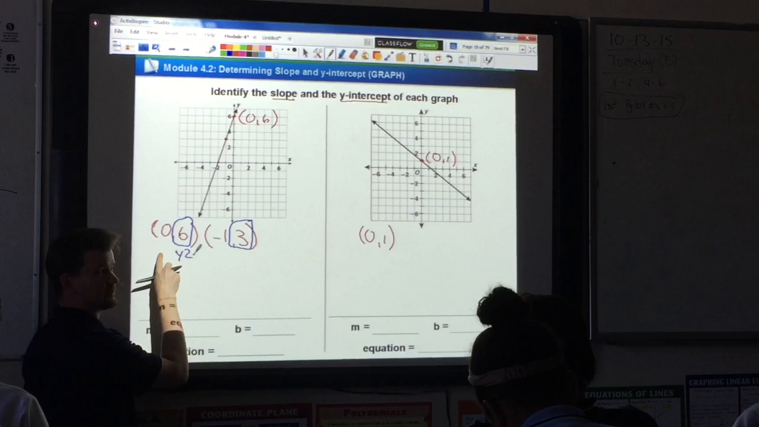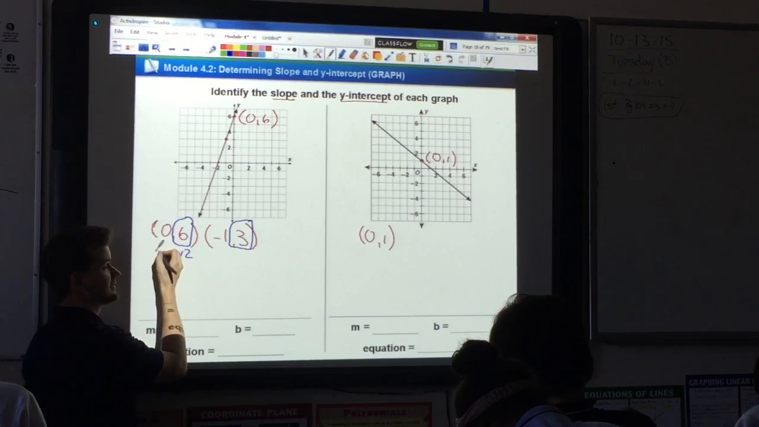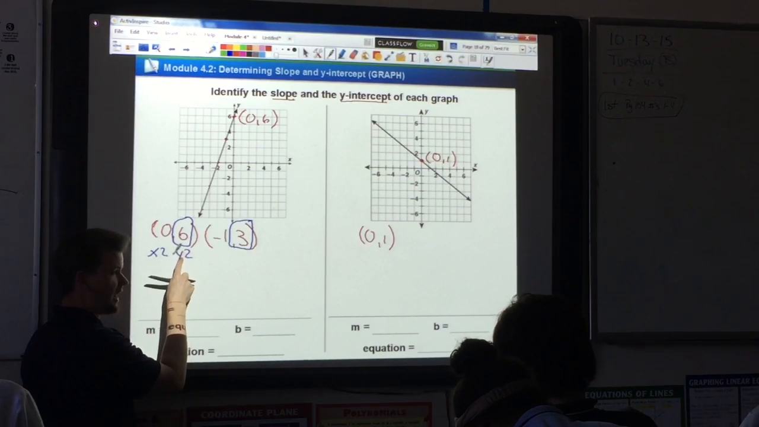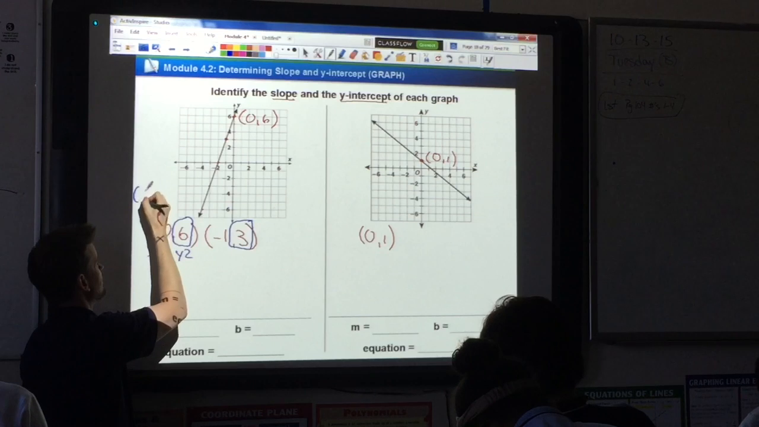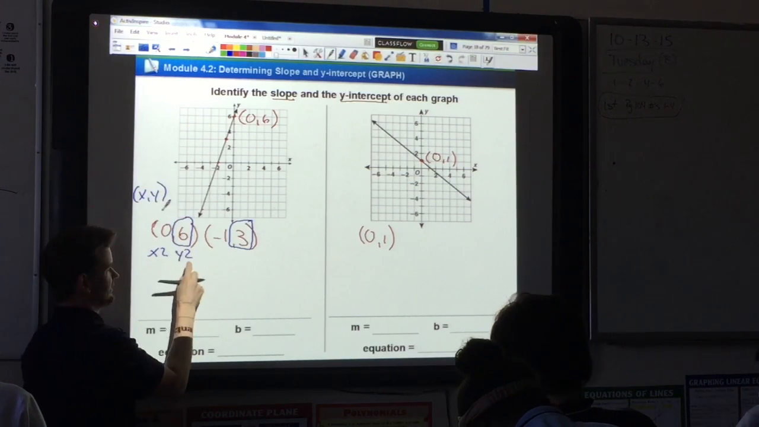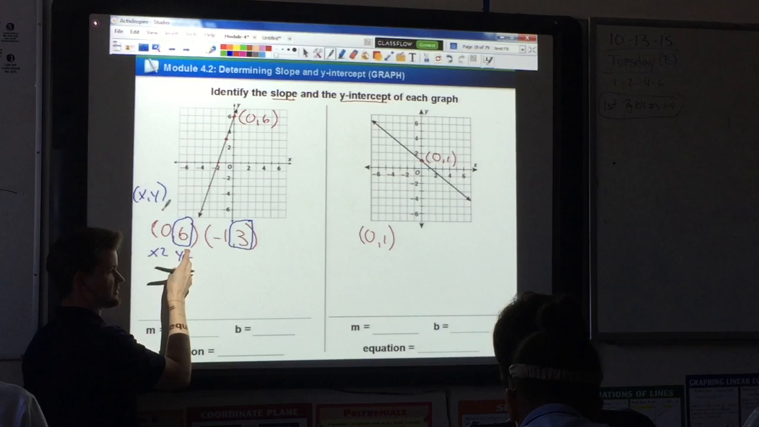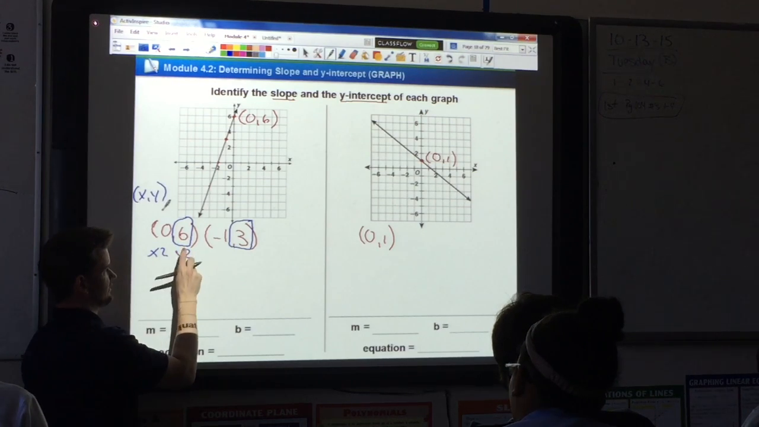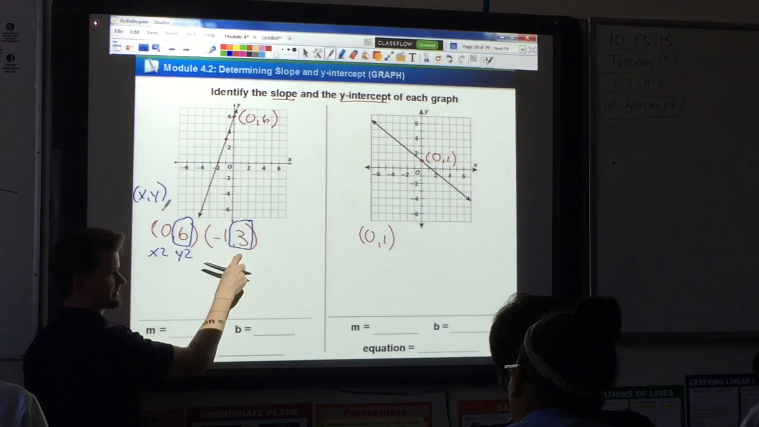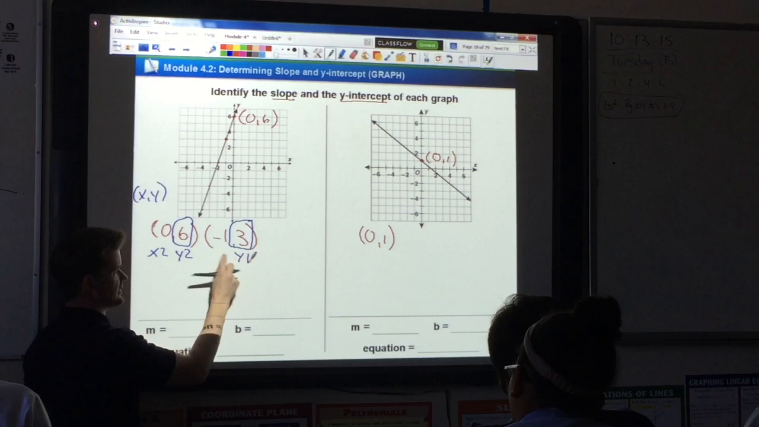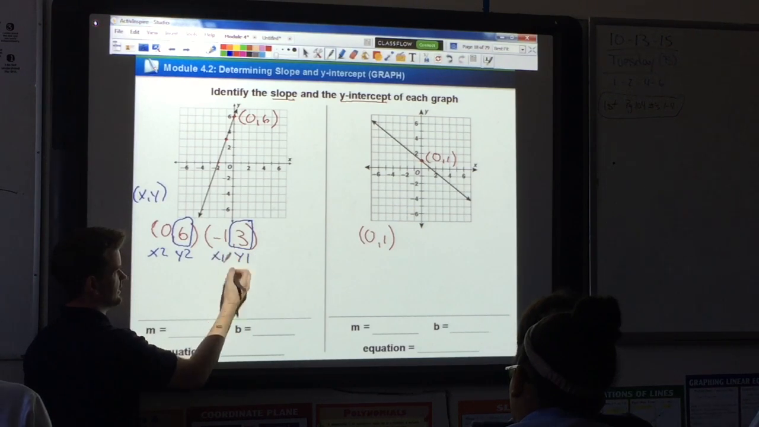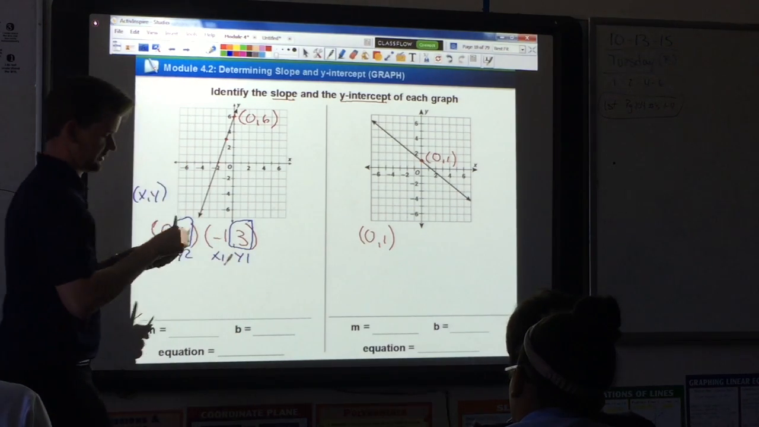This is y2. This has to be x2, because coordinate pairs are written x, comma, y. This is y2, this has to be x2 because it is the x value that corresponds to this y value. So if this is y2, this has to be y1. If this is y1, this has to be x1. Now we can substitute this into our formula.